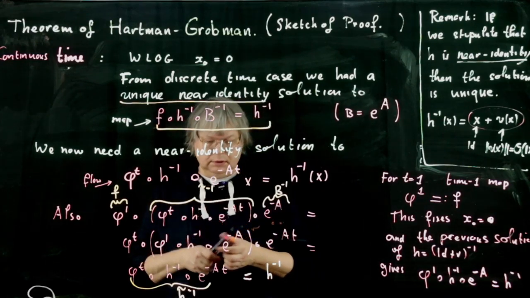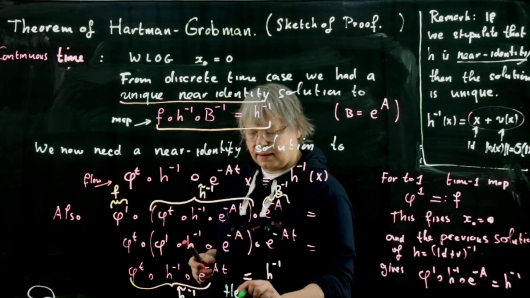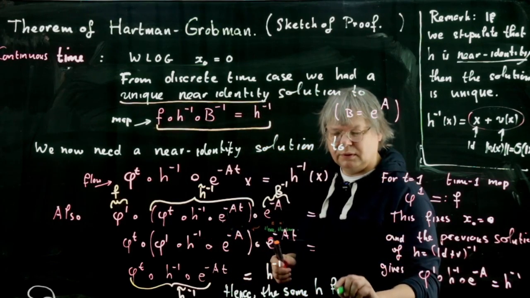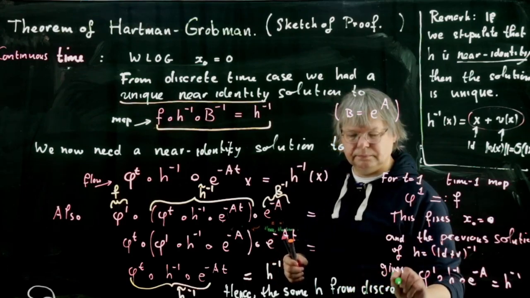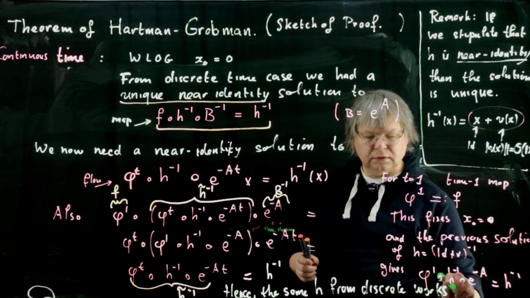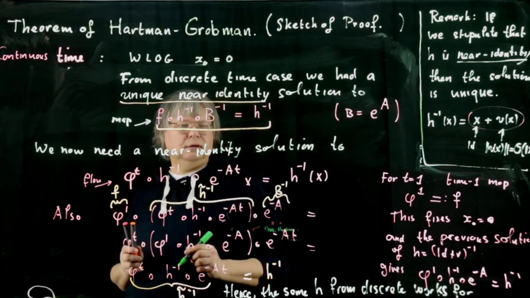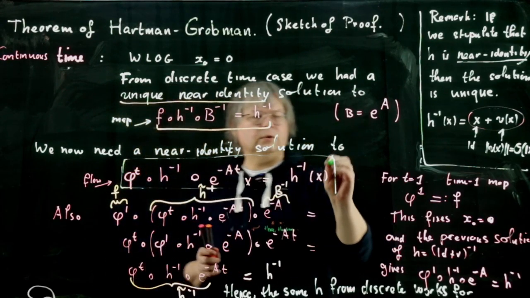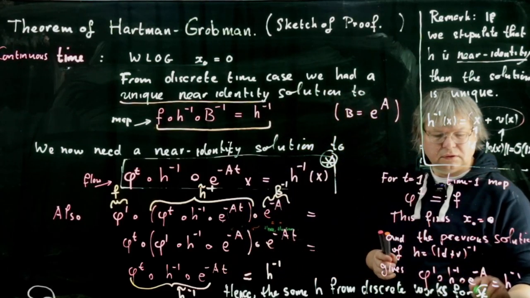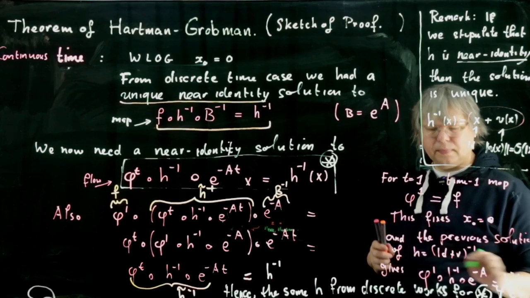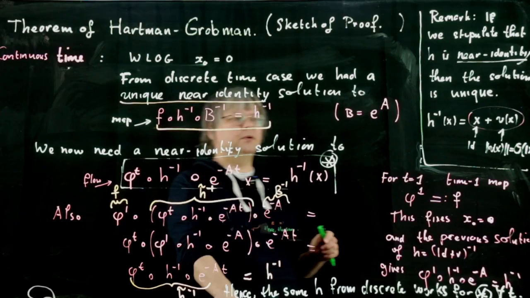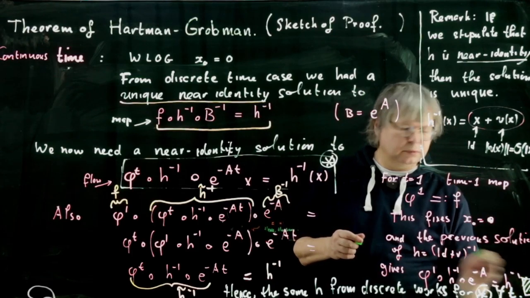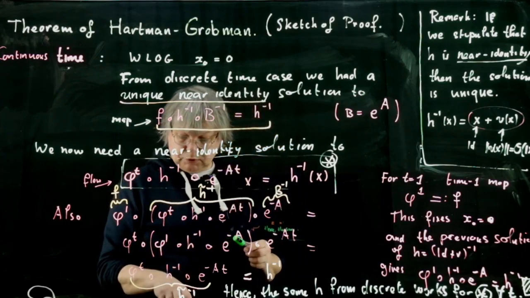And that means the same H from discrete time works for this one, and let's call this star, for all time. Well, for all time such that we stay in this neighborhood on which H is defined. But that is indeed what we want to show, and that is the end of the proof. And also the end of the lecture. So thank you for your attention.